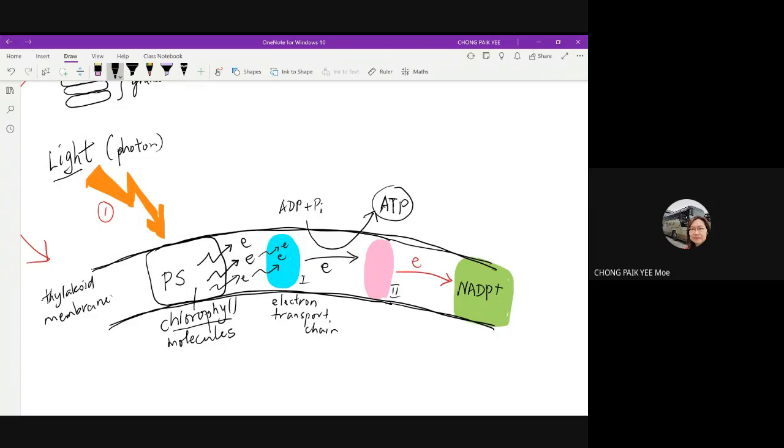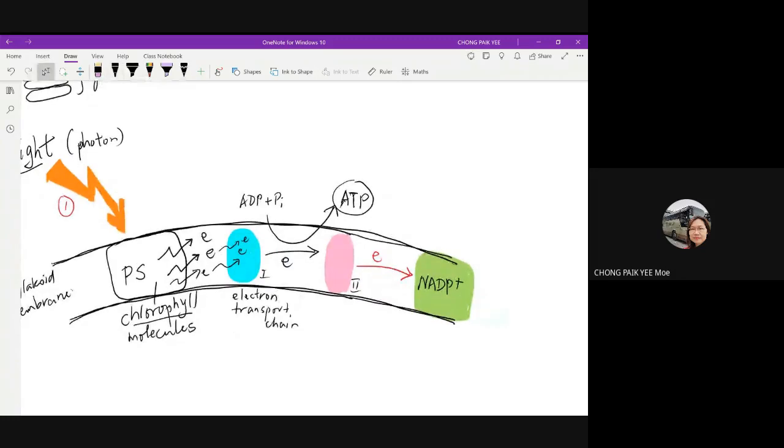Number four, look at the textbook. Eventually these electrons are accepted by the last electron acceptor. So now it goes to the last one. Like I said, it's a transport chain, so you have many, and the last one is a molecule called NADP+.